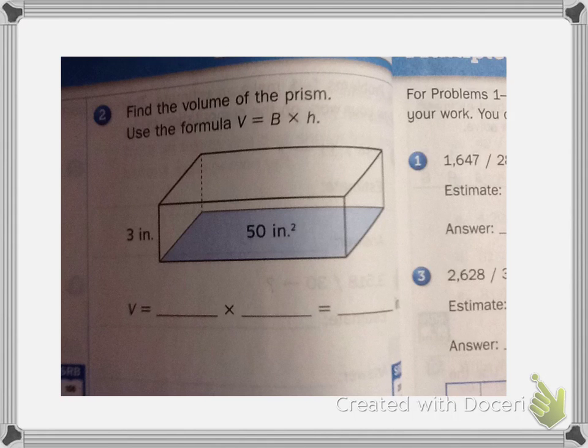Number 2 says find the volume of the prism. Use the formula volume equals the area of the base times height. So if we look here, the area of the base is 50 times the height is 3. 0 times 3 is 0. 3 times 5 is 15. So 50 times 3 equals 150 inches cubed.